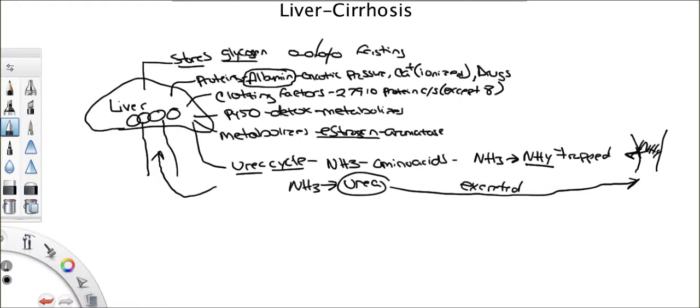Now, if a patient has a disease which damages the liver, let's name some, liver cirrhosis, right? Due to what? Alcohol, right? Chronic alcohol abuse will lead to liver cirrhosis. Why? Because alcohol is metabolized in the liver. Every time an alcoholic drinks alcohol, it has to be metabolized and it damages the liver.